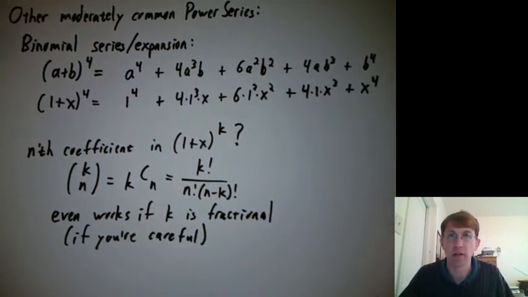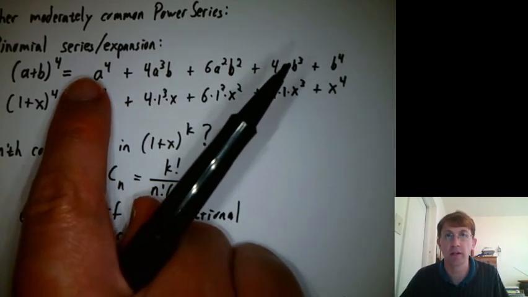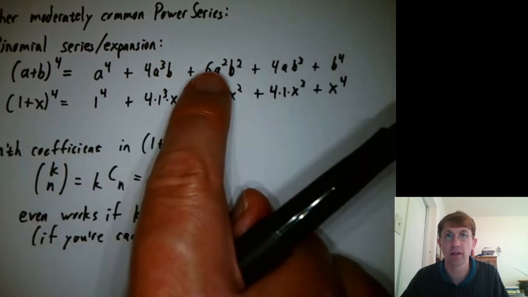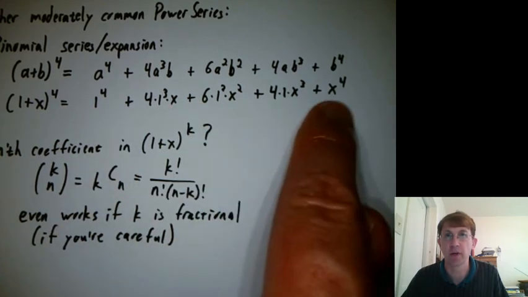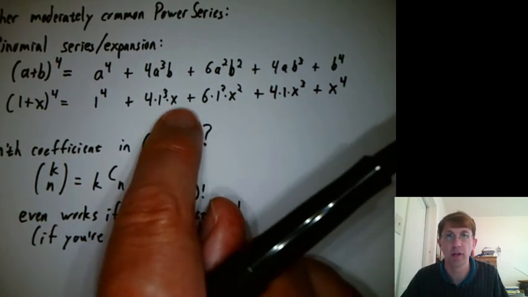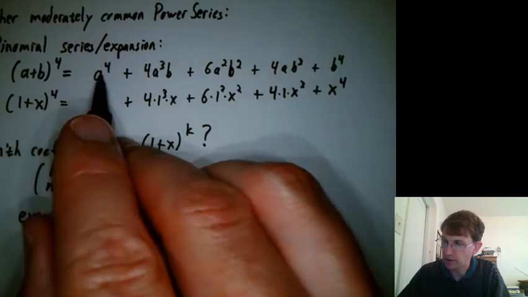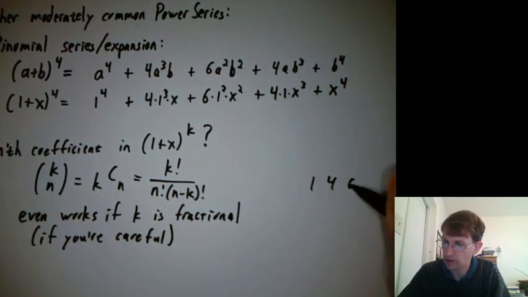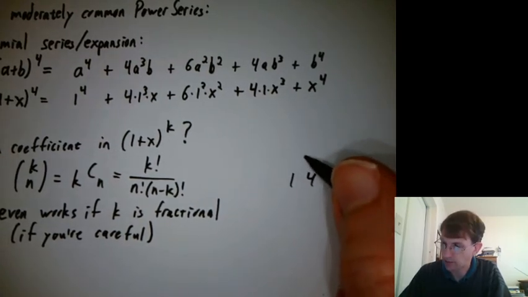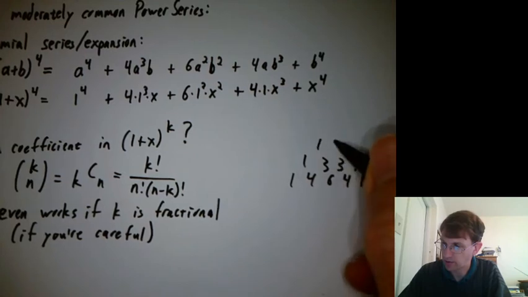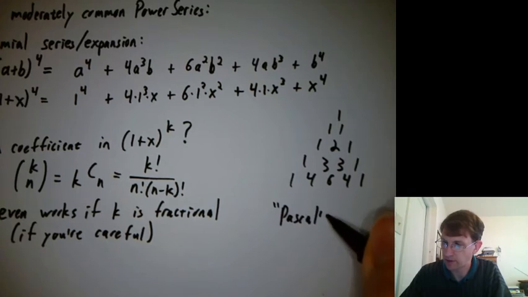I want to mention a connection here. These coefficients, there's a coefficient of 1 on the a to the fourth, and then a 4, and then a 6, and then a 4, and then a 1. Also, you see how x is appearing here as a power series, x to the fourth, x cubed, x squared, x, and then x to the 0. So that's why this falls under the umbrella of power series. Let's take a look at the coefficients here. 1, 4, 6, 4, 1. You might have seen those in other applications. You might have also seen 1, 3, 3, 1, and 1, 2, 1, and 1, 1. Some places call that Pascal's triangle.